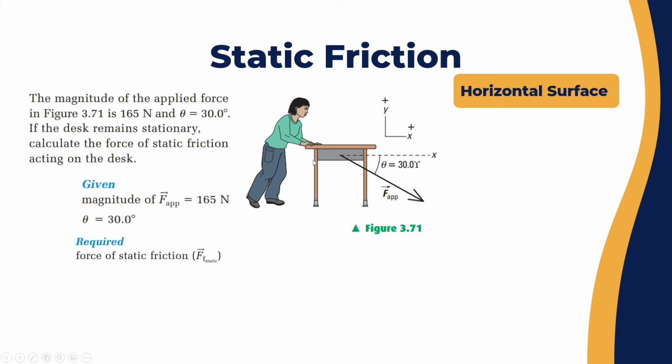We draw the forces on the disk in the style of a 3-by diagram, and we list down the givens and required. What is given? F applied is 165 newtons, and the theta of the force is 30 degrees. What we need is the force of static friction, F static.